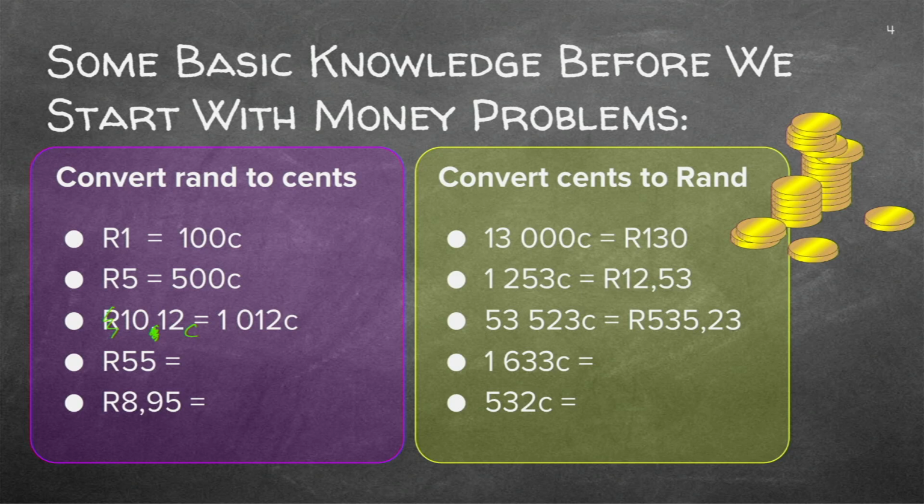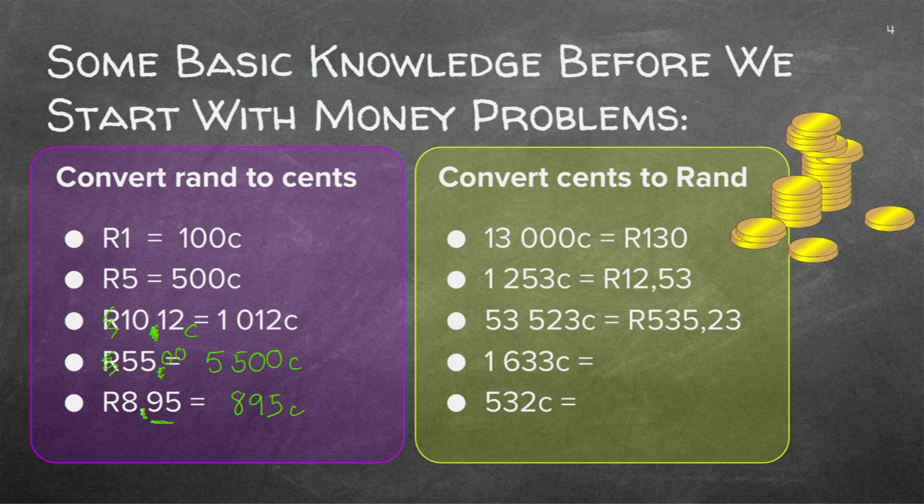55 rand. Remember, I said you need two values at the back when you convert it to cents. So I've got 55 and I put my two zeros there, and that is how I will get my cents. Here, I take the comma away. I have to put 895 cents because I already have two values behind the comma. When I don't have the comma, I put a comma and then I've got the two zeros. For example, here. There you go. So when I take the comma away, I take my rand away, you get your cents.